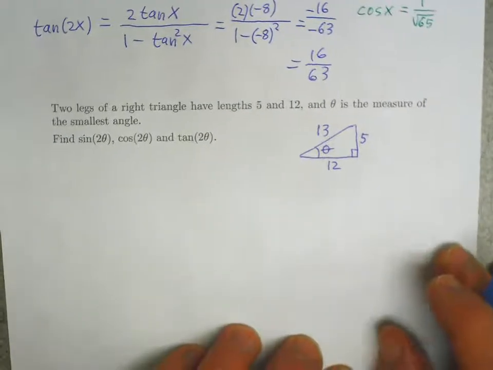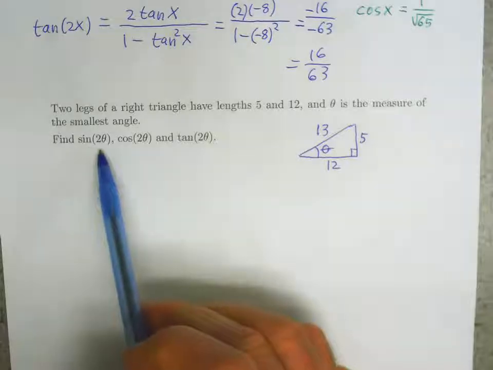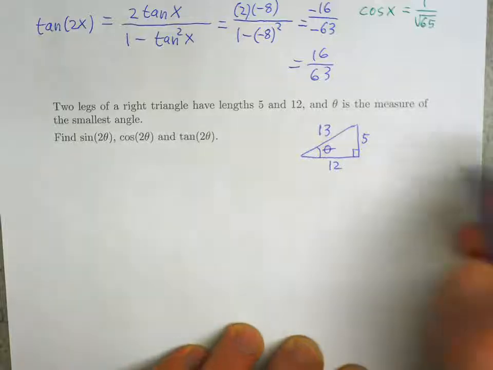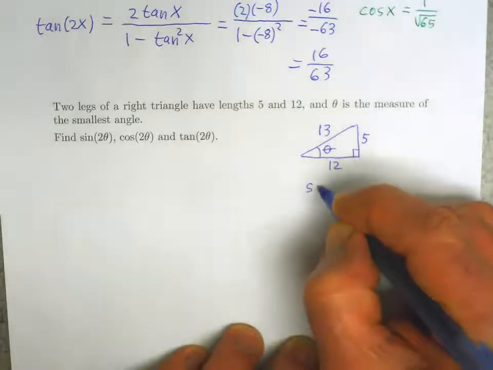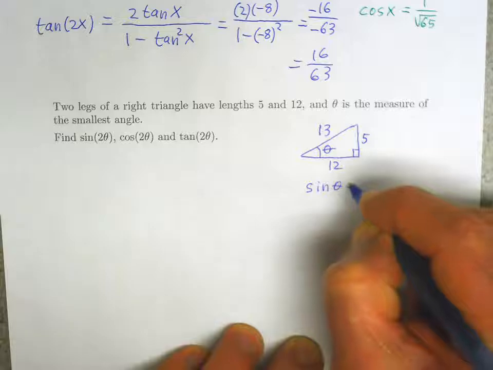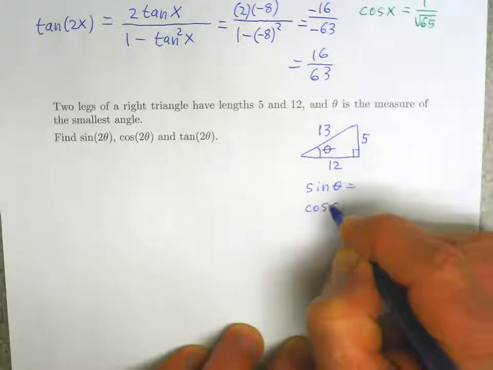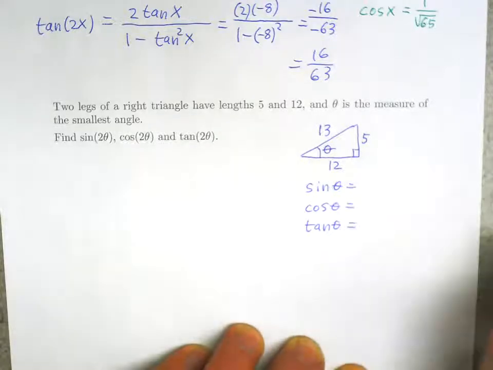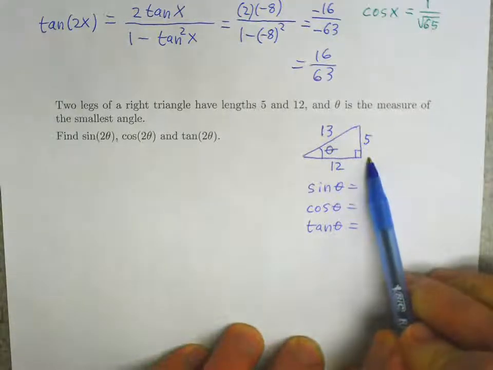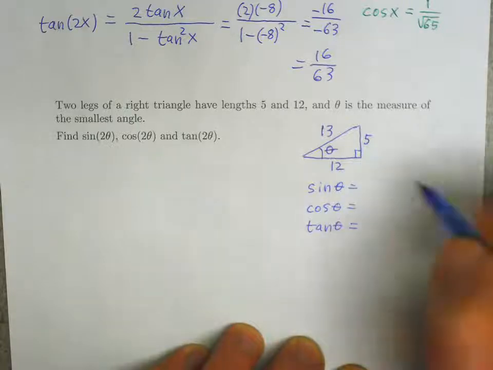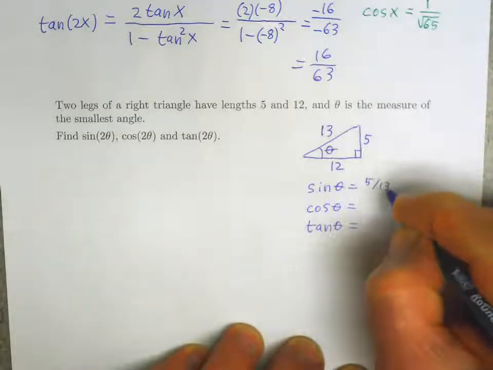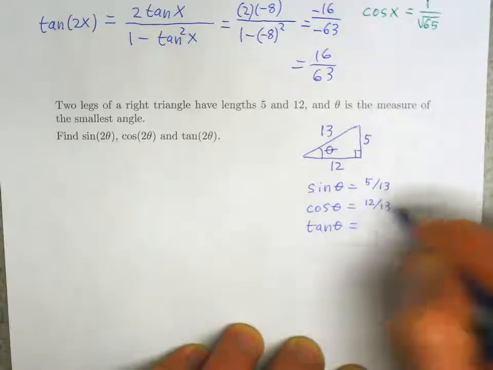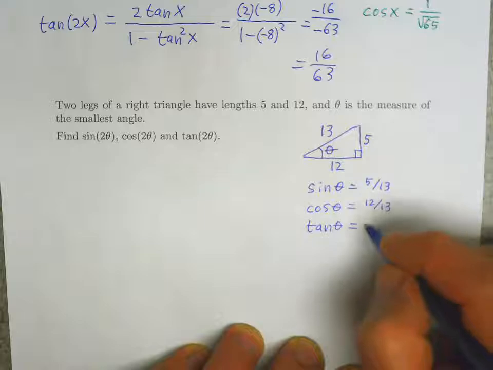So we need to know, when using the double angle formulas, we're going to have to know what the sine of theta is, cosine of theta, and tangent of theta. So we can tell by looking at the right triangle, sine of theta is 5/13. Cosine of theta is 12/13. And tangent of theta is 5/12.